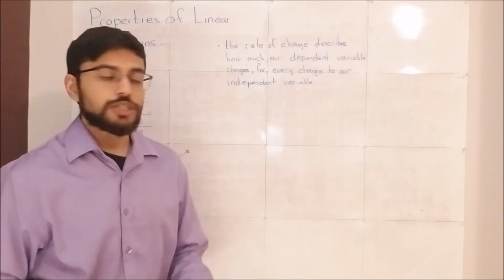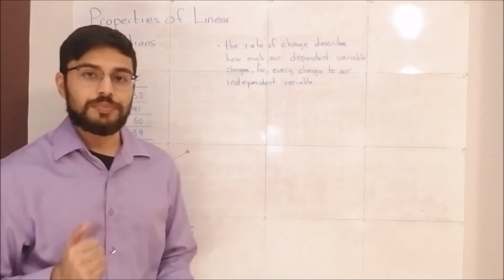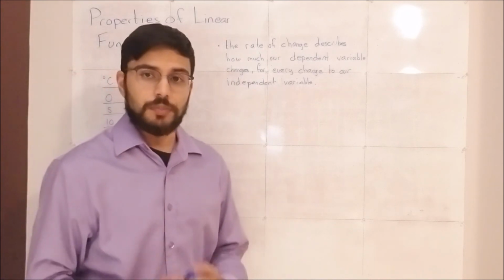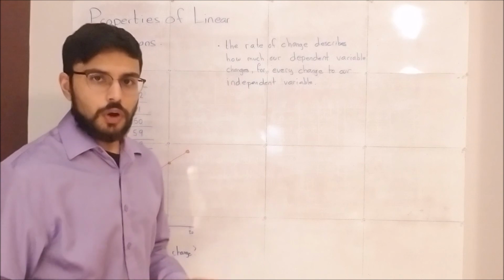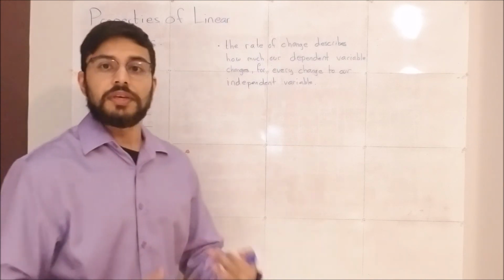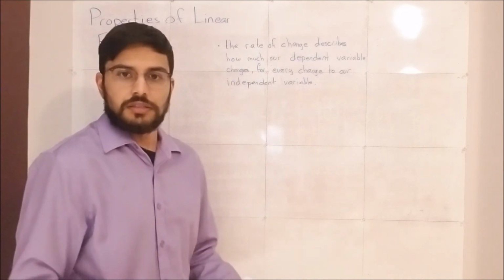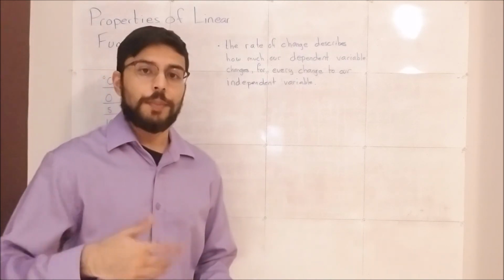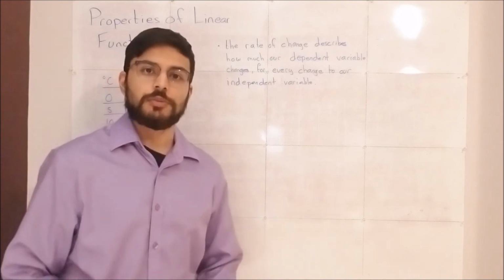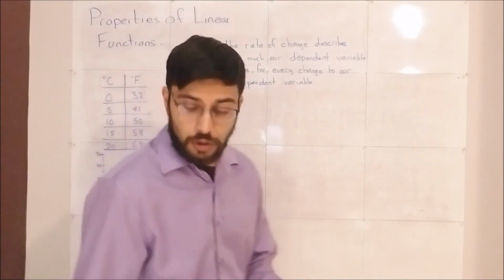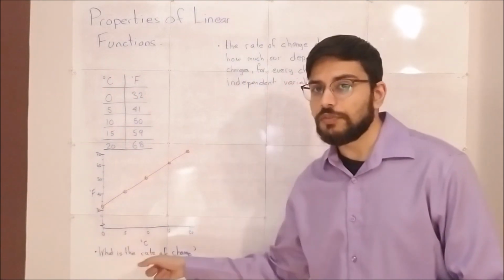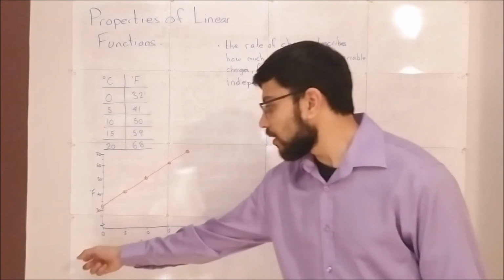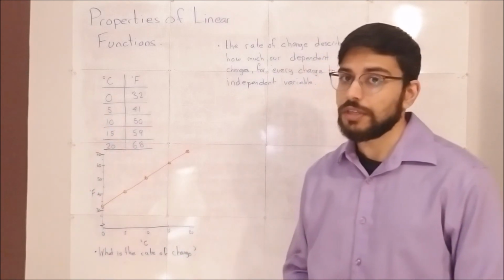The rate of change describes how much our dependent variable is going to be influenced for every change to our independent variable. If you recall, our independent variable is something that changes automatically. It's independent of anything around it. The dependent variable is going to depend on what that independent variable changes to. On our graph, recall that our independent variable is on the x-axis, always. Our dependent variable will be on our y-axis, always.